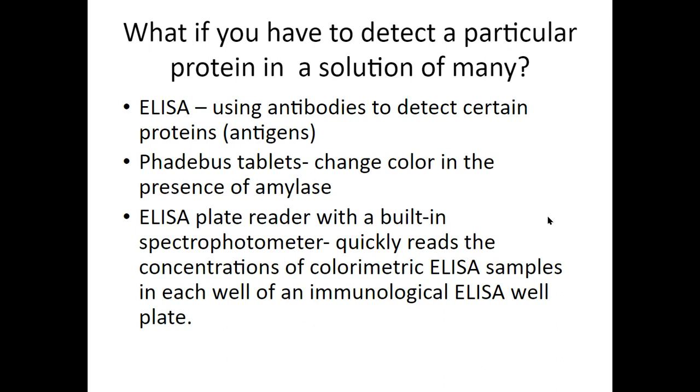Now, if you have to detect a particular protein in a solution of many, of course, ELISA uses antibodies to detect certain proteins. You can use Phadebas tablets. They change color in the presence of amylase. An ELISA plate reader is a built-in spec. It quickly reads the concentration in colorimetric ELISA samples in each well of an immunological ELISA well plate. When we did it, we just looked at the colors of the strips. If we had gone one step further, which I was going to, I would have plugged them into the ELISA plate reader and we would have gotten the absorbance readings. We could have done some standard curves.